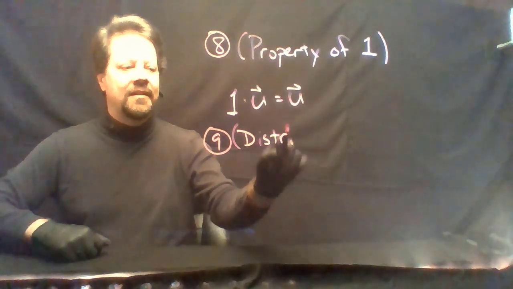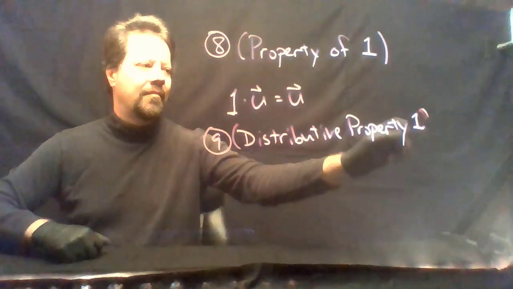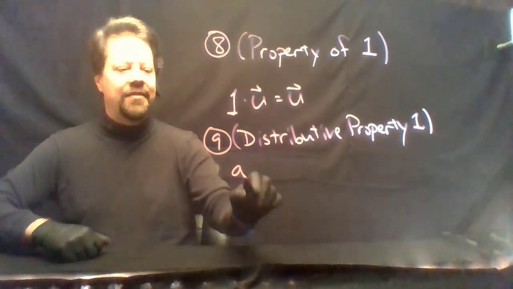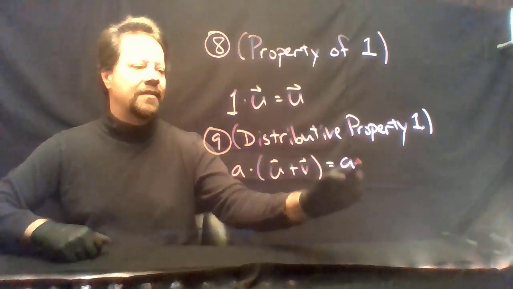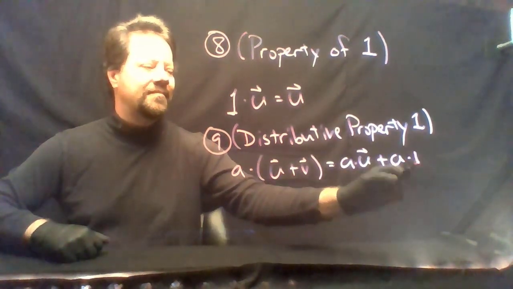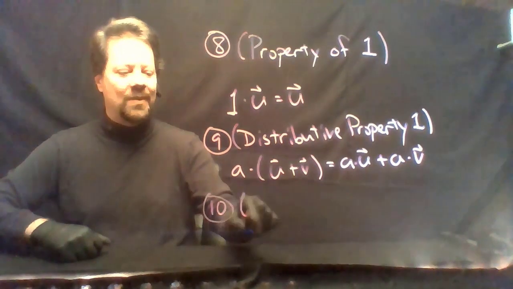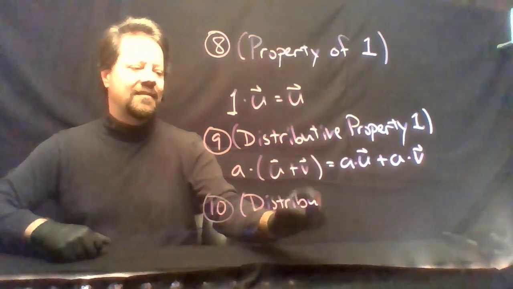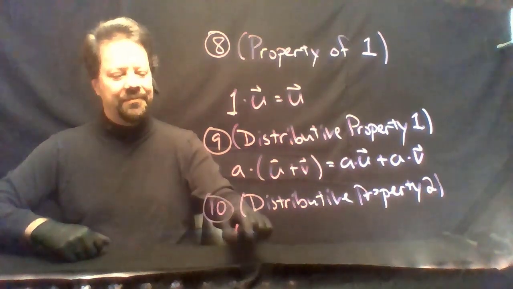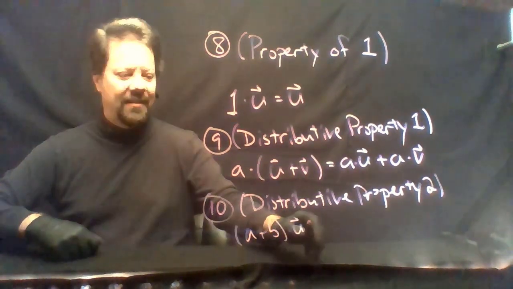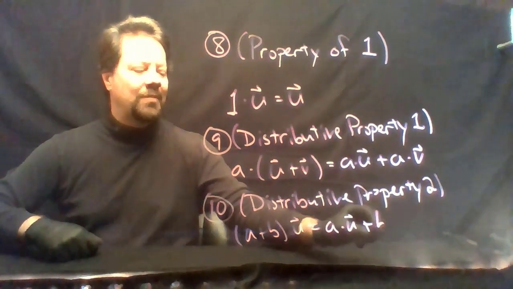There is distributive property number 1. It goes like this. If you take a scalar and multiply by the sum of two vectors, you can distribute that scalar factor to each term in the sum. I did say there would be 10 properties. This is the last one. Distributive property number 2. If you have a plus b times u, then you can distribute the vector across the scalar sum and have a times u plus b times u.